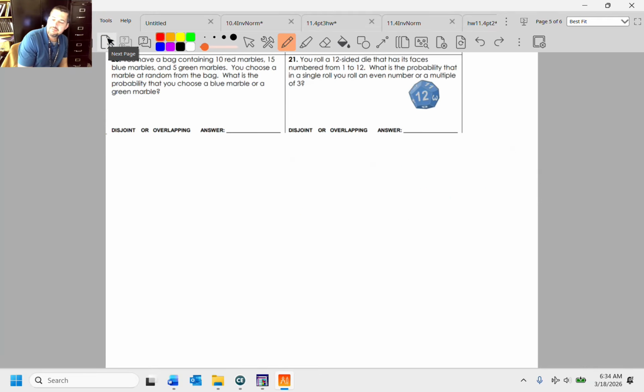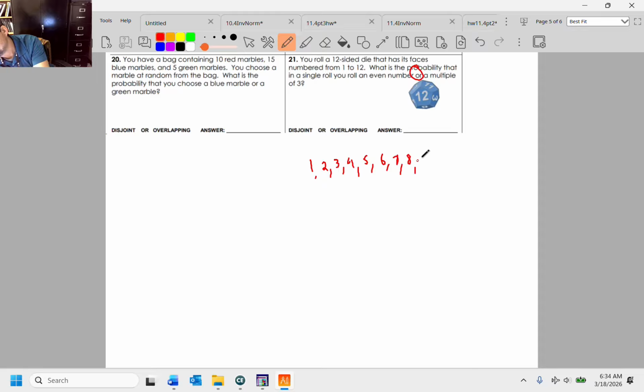See, 21's up next. You roll a 12-sided die and it has faces numbered from 1 to 12. What is the probability that in a single roll you roll an even or a multiple of 3? Sample spaces are really the only way that I can show you what's going on in my brain. And they just make sense to do it.